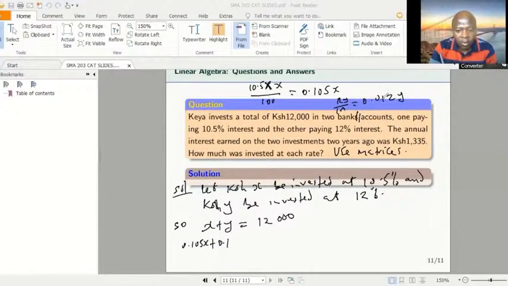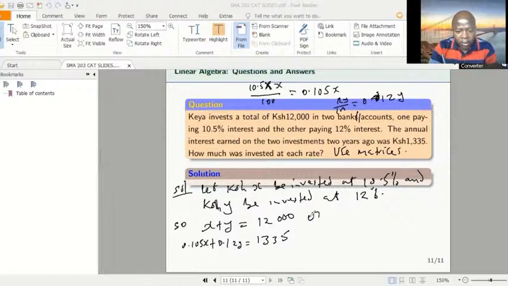But this one is supposed to be what? Supposed to be 0.12, not 0.0. So the total interest therefore will be 0.105X plus 0.12Y. And this is what we are told, that it was 1,335.